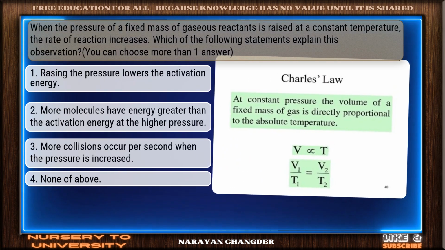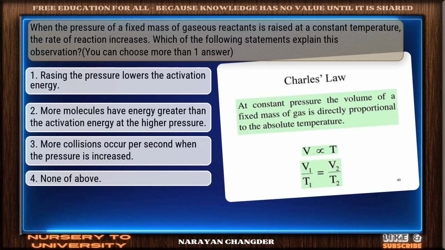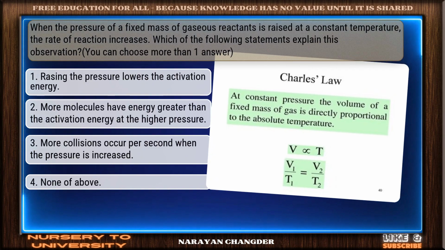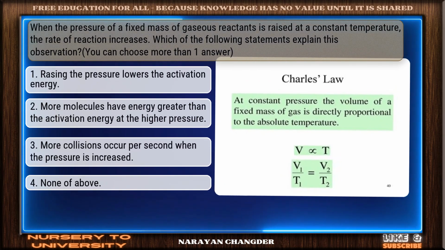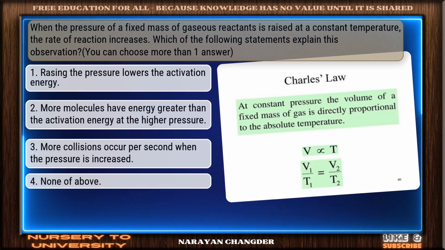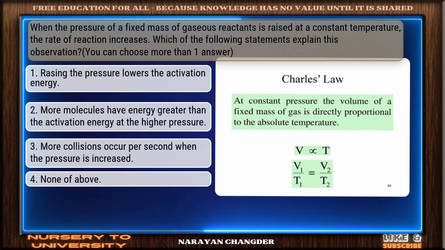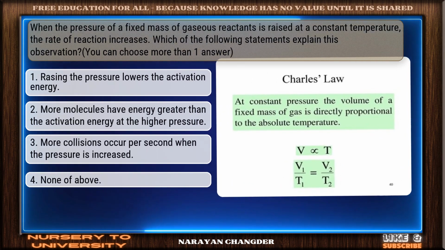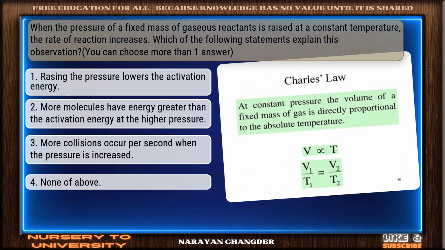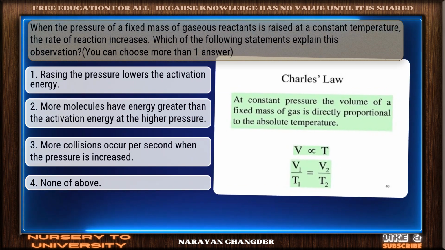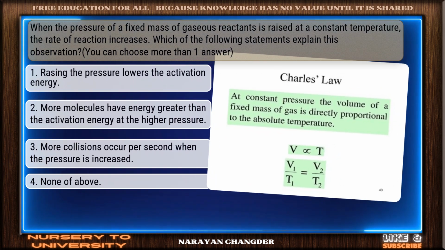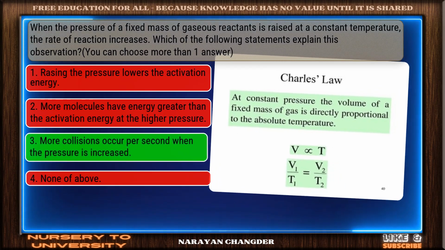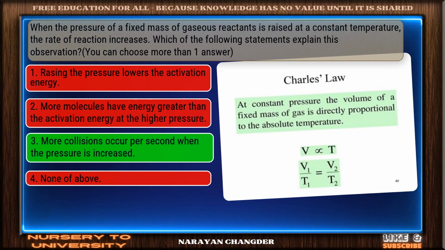When the pressure of a fixed mass of gaseous reactants is raised at a constant temperature, the rate of reaction increases. Which of the following statements explain this observation? Option 1, raising the pressure lowers the activation energy. Option 2, more molecules have energy greater than the activation energy at the higher pressure. Option 3, more collisions occur per second when the pressure is increased. Option 4, none of above. You got it, more collisions occur per second when the pressure is increased.